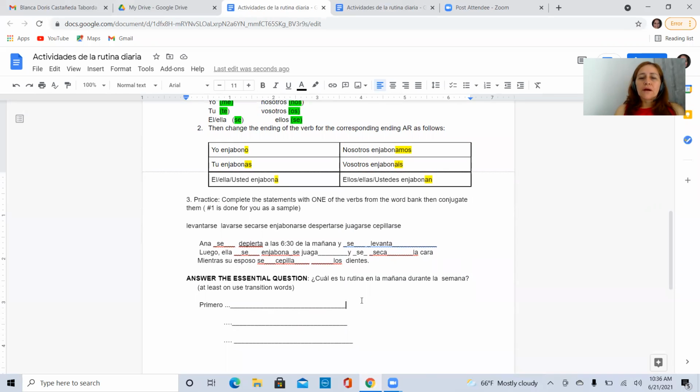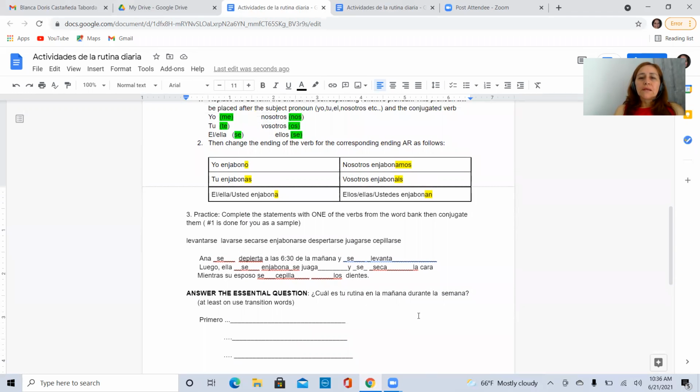Now for homework, I want you to answer the essential question. ¿Cuál es tu rutina en la mañana durante la semana? What is your daily routine in the morning? And make sure you use transition words to make them more appealing. Okay, so first, then, while, so use at least one transition word.